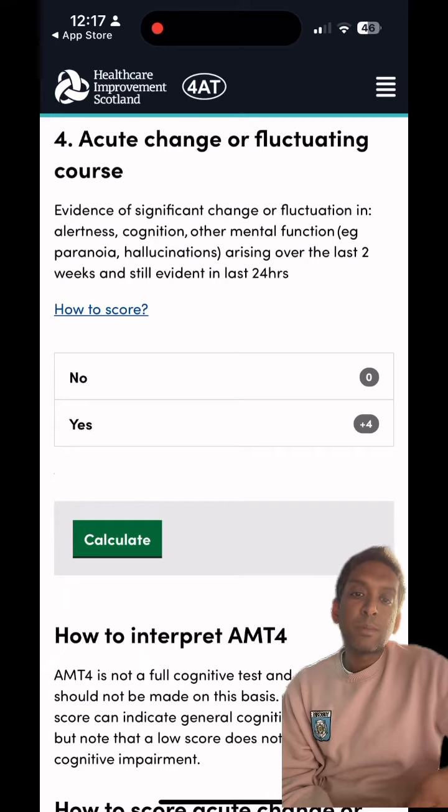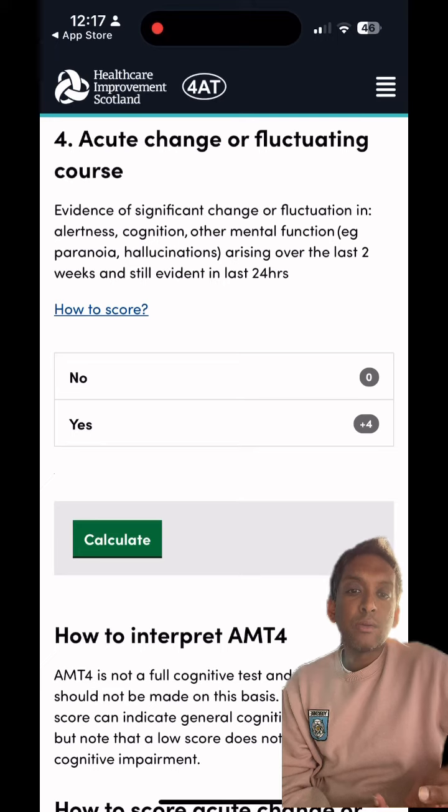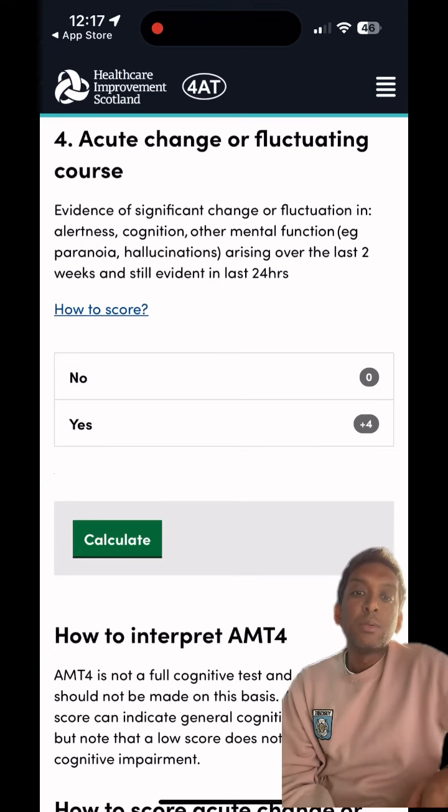The mistakes people make on the 4AT is thinking that you can't score them if people can't talk to you. You can. If people don't speak English, then get an interpreter. If they can't hear you, get hearing aids. We wouldn't do a 4AT if somebody is in a comatose state, in a permanent coma. But for all other people, we can do the 4AT. A very good and simple test for delirium.